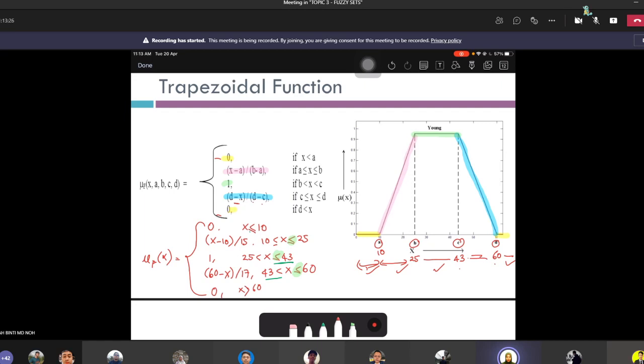Okay, sebab kat ni, kalau kita logic fikir dia, 60 minus 60 is 0. 0 divide by anything is 0. So dia akan jadi 0. So dia akan sama dengan yang ni. Okay?